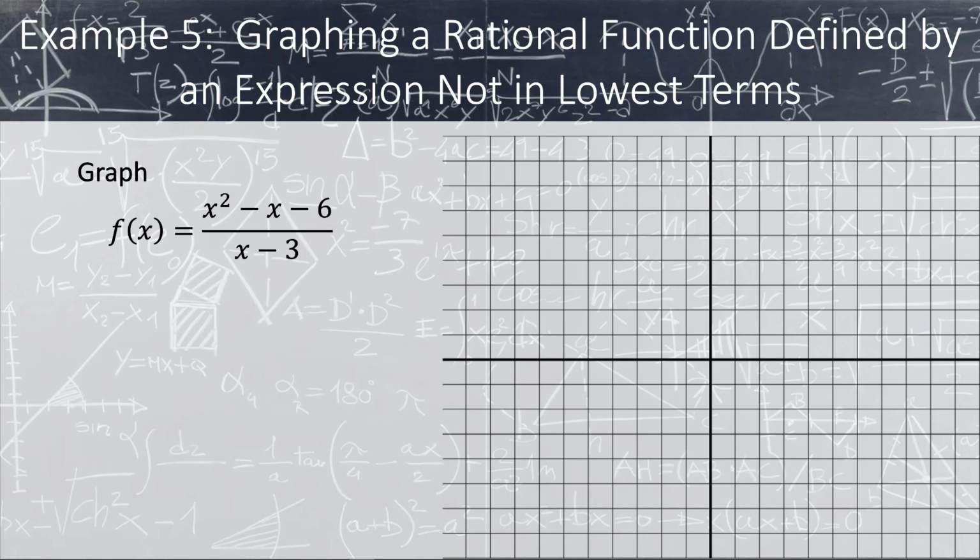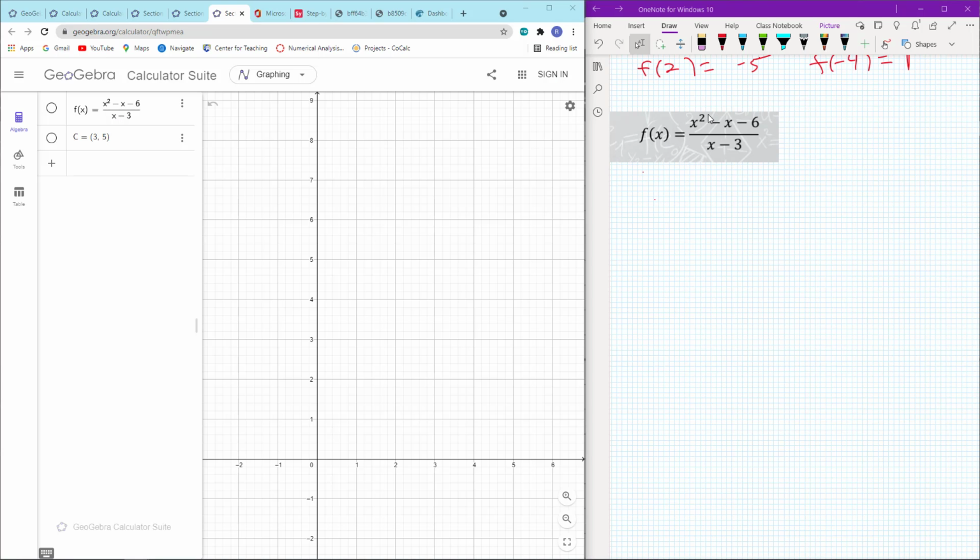And this brings us to our last example. Here we want to graph (x^2 - x - 6)/(x - 3). Notice that this is a rational function that is not expressed in lowest terms. So let's bring up our combination of GeoGebra and OneNote, and see if we can figure this out. Since it's not expressed in lowest terms, that means they have a common factor.